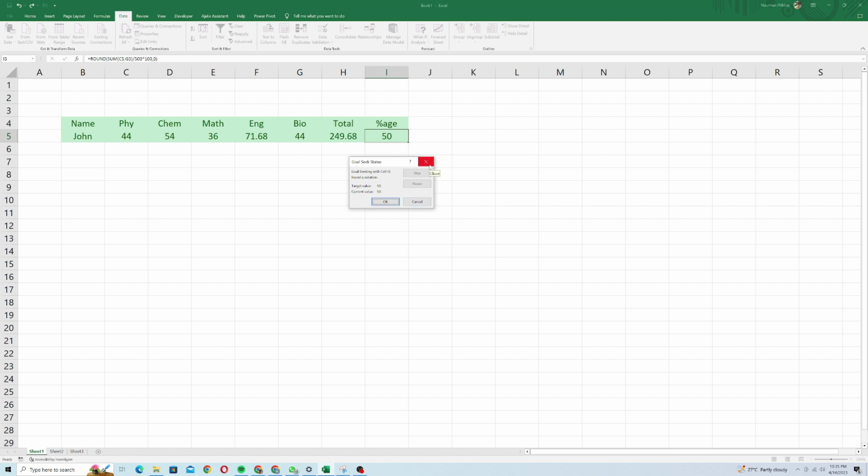So that's the end of the first example of the goal seek function. If you want to keep the value, you can just click on OK.